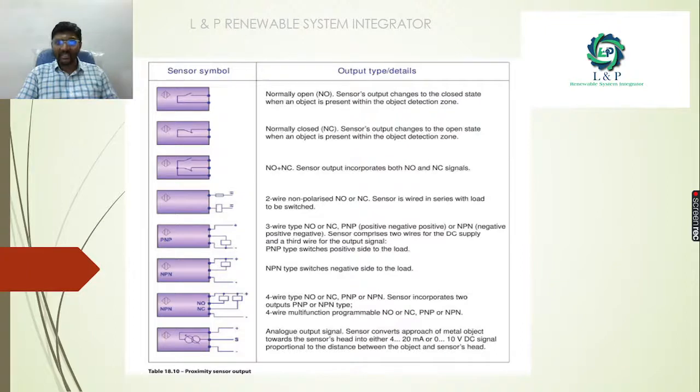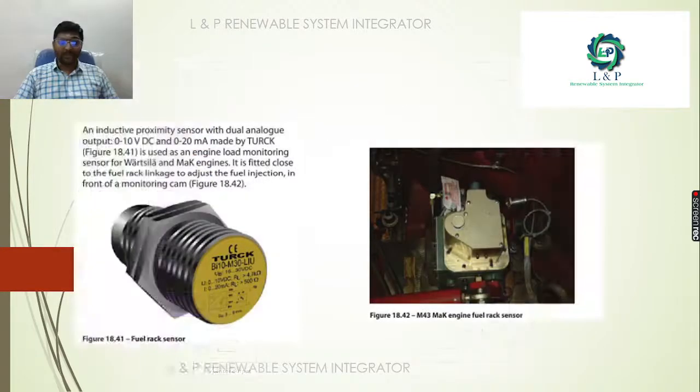As we told earlier, many different proximity sensor outputs are available. These are some of the symbols, and we have shown the output types here. We have a normally open type, a normally closed type, and a combination of both normally open and normally closed. We have 2-wire non-polarized NO or NC, and 3-wire non-polarized NO or NC. We have NPN type switches, 4-wire NO or NC types, PNP or NPN types, and analog output signal types are also available in the industry. The analog output can be either 4 to 20 milliamps or 0 to 10 volt DC.